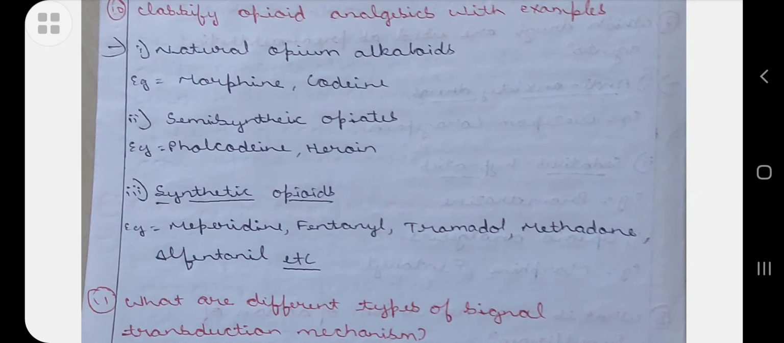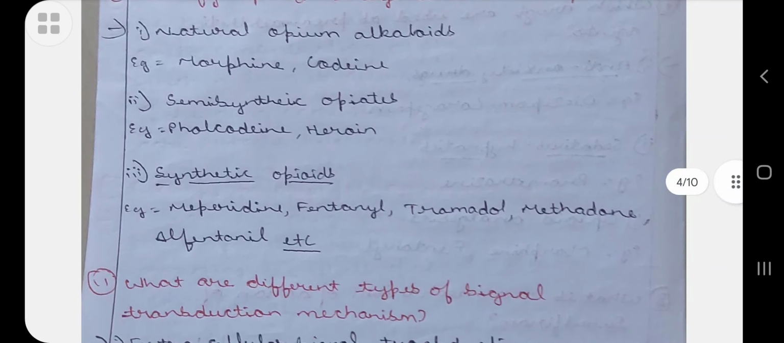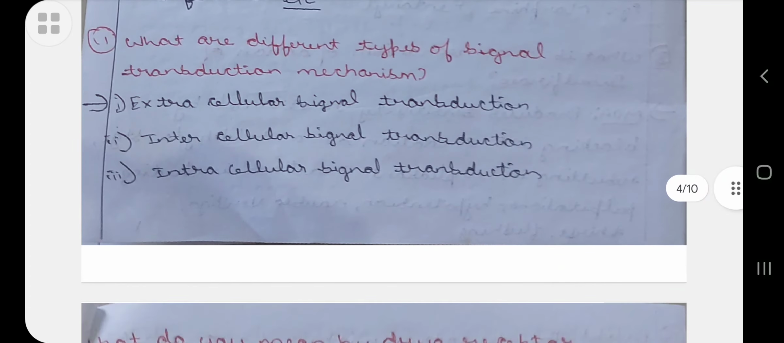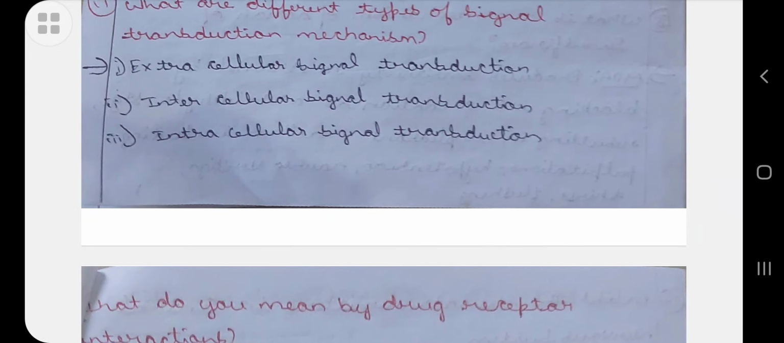Natural means they are completely made from human. Meperidine, fentanyl, tramadol, methadone, etc. What are the different stages of signal transduction mechanism? Extracellular signal transduction, intercellular, intracellular.